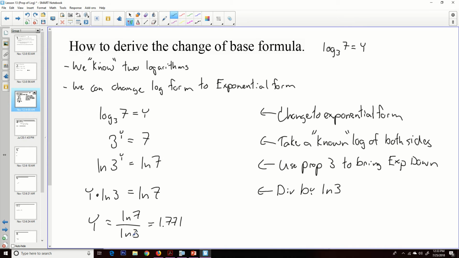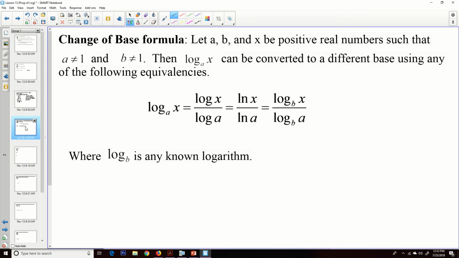Now what this allows us to do is we can generalize to the change of base formula. And so if I'm trying to evaluate log base a of x, I can do any of these three equivalencies as long as I know what the base is. And so since I know what log base 10 is, if I wanted to, I could say log of x divided by the log of a. If I wanted to use natural logarithm, I can, or any other known logarithm. Okay, and so this is just a generalization of these two specific forms.